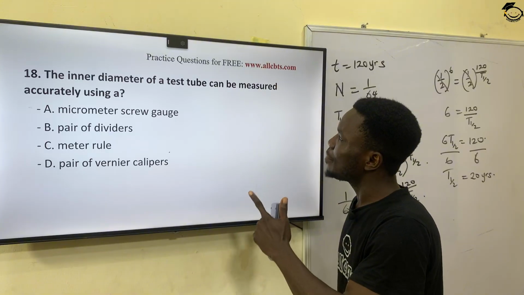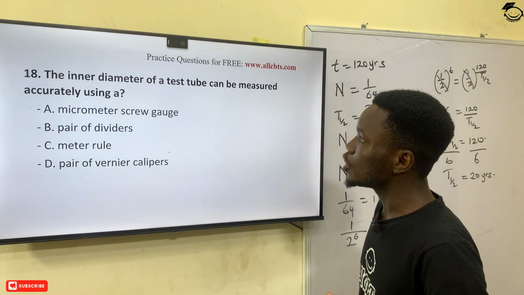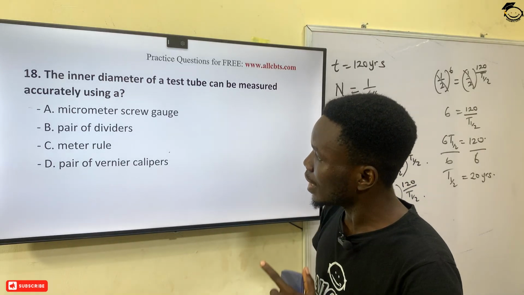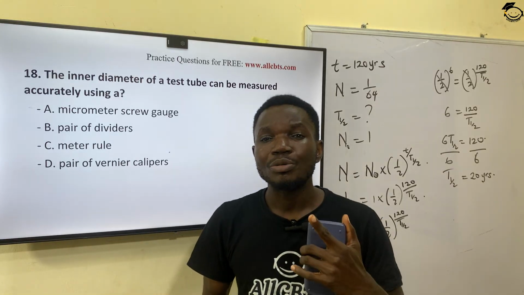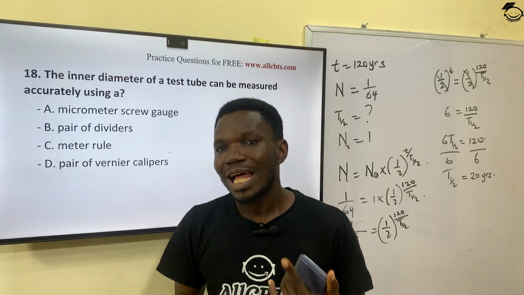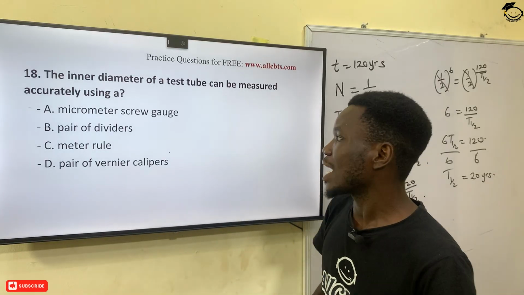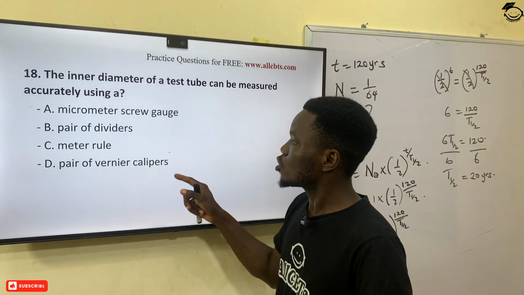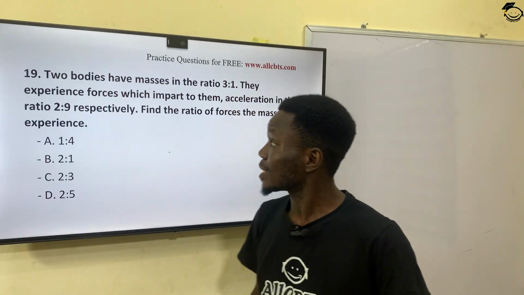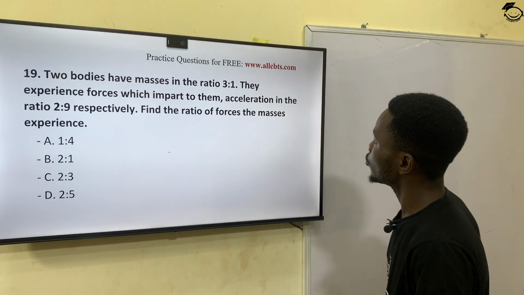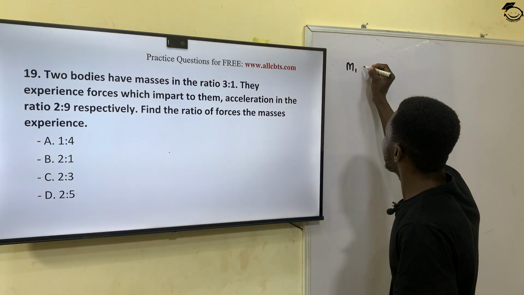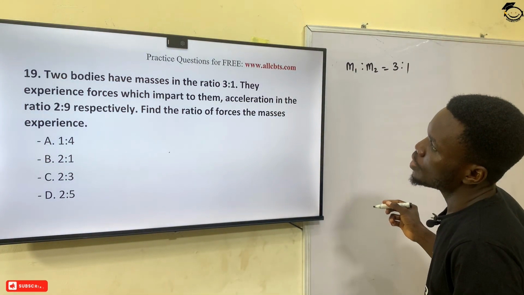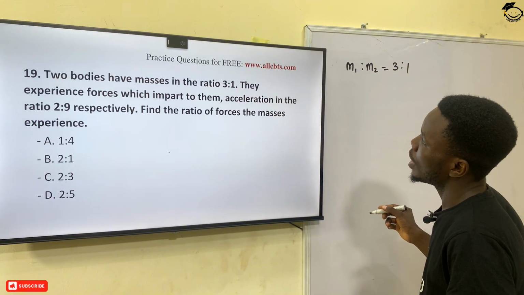We say the inner diameter of a test tube can be measured accurately using a dash. Now, the inner diameter of a test tube can only be measured with an appliance that has jaws, and the appliance that can measure this is the vernier caliper. So, a pair of vernier calipers is used to measure the inner diameter of a test tube, which is option D. That is also question number 19, which says two bodies have masses in the ratio 3:1. So M1 to M2 is 3:1. They experience forces which impart to them.